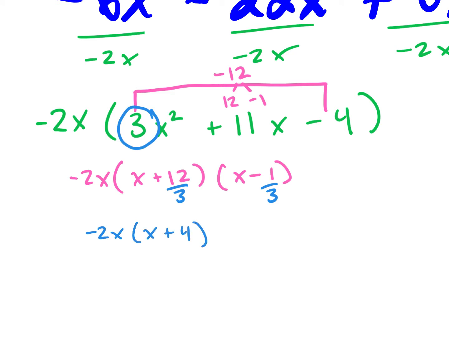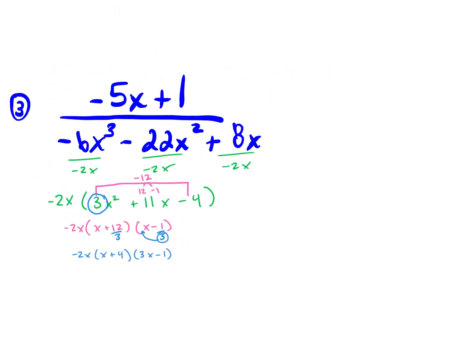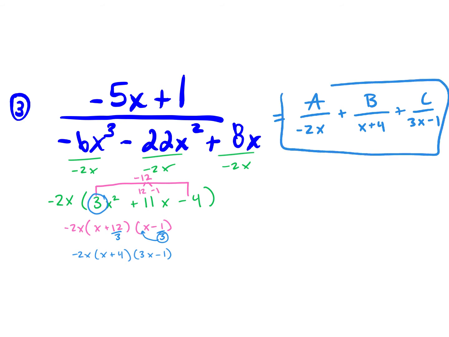What happens if it doesn't divide? Put it as a coefficient in front of that x. So I have 3x minus 1. So then I can write my partial fraction. So I have A over what? A over negative 2x plus B over x plus 4 plus C over 3x minus 1. So that's just setting it up.